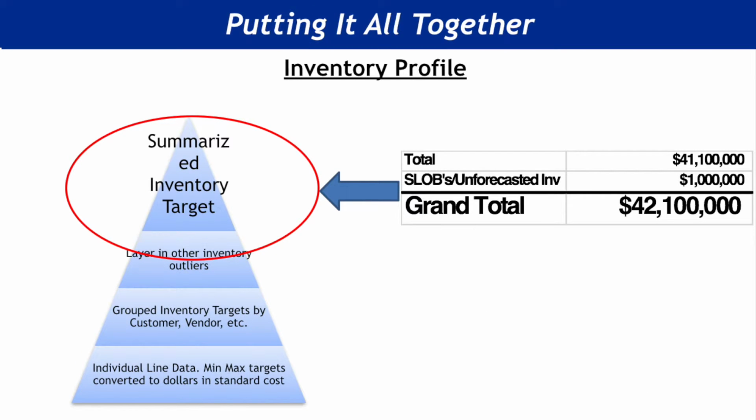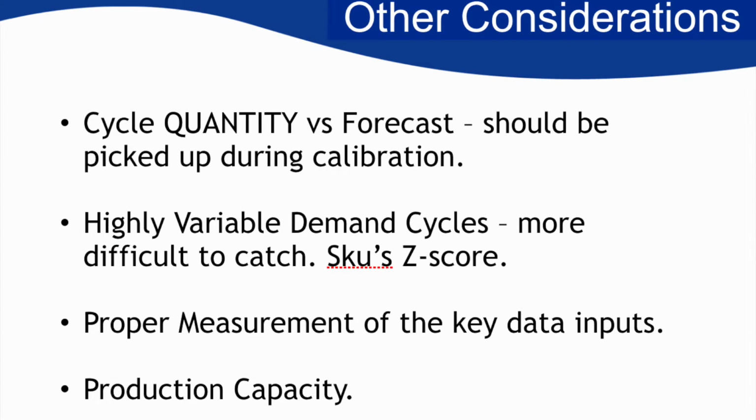And then you layer in all the other outputs. Again, we talked about the obsolescent inventory that doesn't have any type of movement against it. You have to layer that in to give you your summarized inventory target. There are other considerations. We talked about this at the beginning. So cycle quantity versus forecast. There are always exceptions that you have to consider.